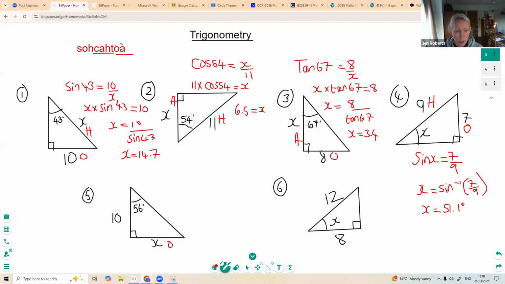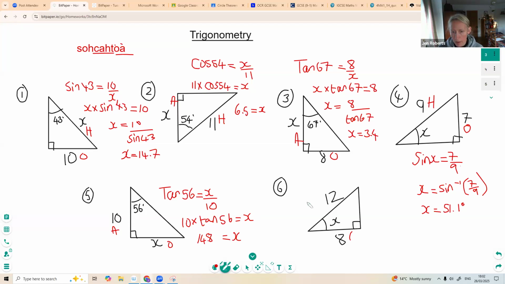Opposite adjacent, tan. Tan 56 equals X over 10. How do I make X the subject here? Times both sides by 10. X is 14.8.